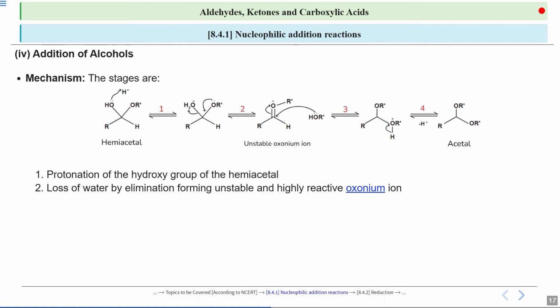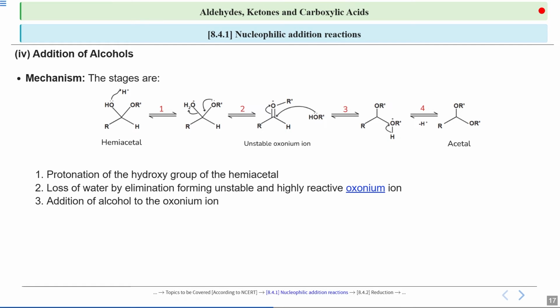Now we will see that there will be loss of water through elimination. So water will leave. There will be loss of water through elimination, which forms an unstable and highly reactive oxonium ion. When the water is released, this H2O plus becomes a good leaving group. So the water will leave and you will get an unstable oxonium ion.